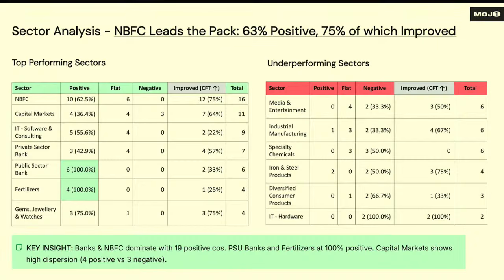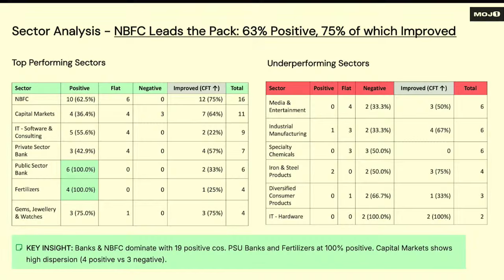Now, the other highlight would be something like industrial manufacturing, where 2 companies have given negative, 3 are flat, 1 is positive. Improvement is across 4 companies. Iron and steel, if you look at, there are 4 companies that have declared results. 3 of them have improved, although they have not all turned positive. 2 of them are positive and 2 of them are negative.